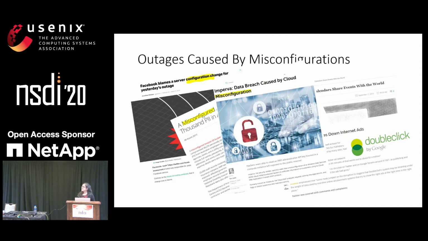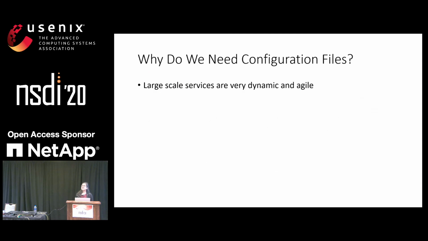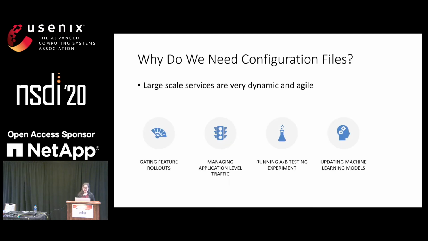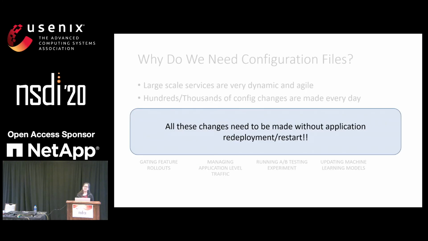The very first question that came into our mind is, why do we need configuration files at all? Well, based on our case study with different large-scale services within Microsoft, we realized that these services are very dynamic and agile. They have hundreds and thousands of knobs present in them to determine their behavior, and these knobs are used for various things like gating feature rollouts, running A/B testing experiments, updating machine learning models, etc. Every day, hundreds and thousands of such changes are made to these config files, and all these changes have to be made without application redeployment or restart.